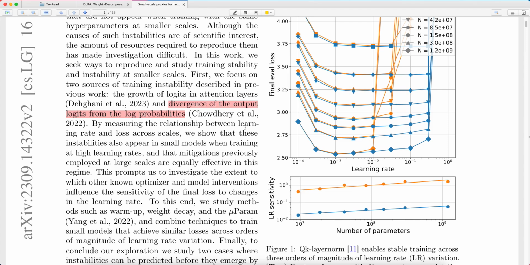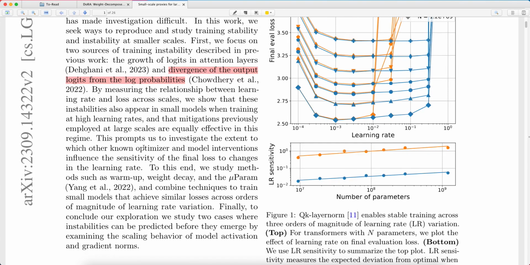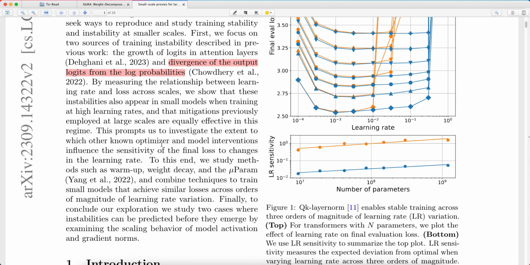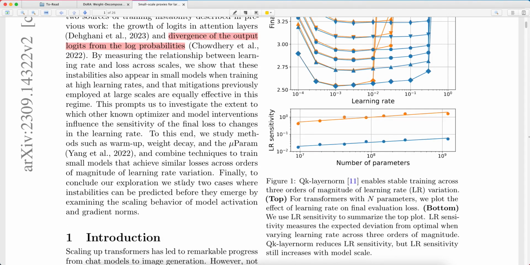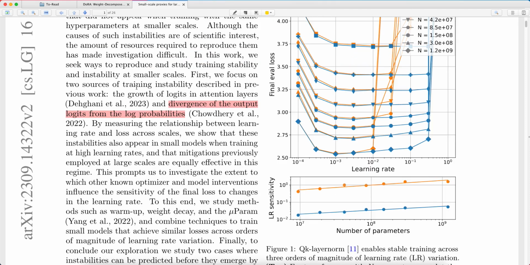By measuring the relationship between learning rate and loss across scales, we show that these instabilities also appear in small models when training at high learning rates, and the mitigations are equally effective for small models. We investigate other optimizer and model interventions such as warm-up, weight decay, and muParam, and combine techniques to train small models that achieve similar losses across orders of magnitude of learning rate variation. We explore two cases where instabilities can be predicted before they emerge by examining the scaling behavior of model activation and gradient norms. Okay, so growth of logits in attention layers, that makes sense.